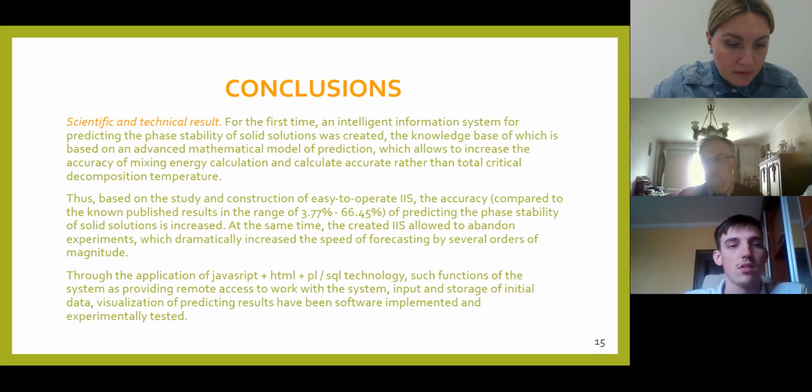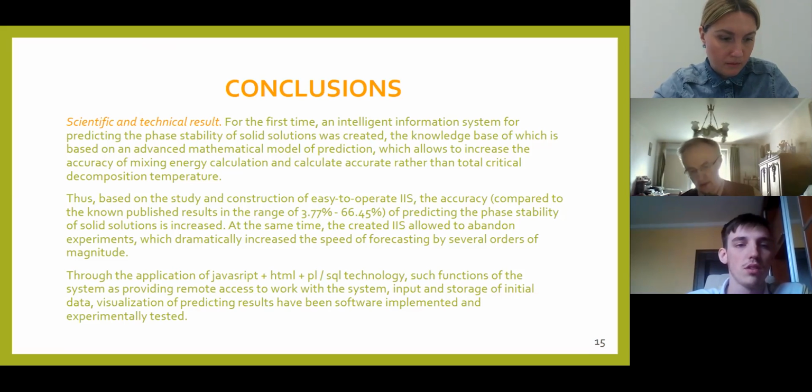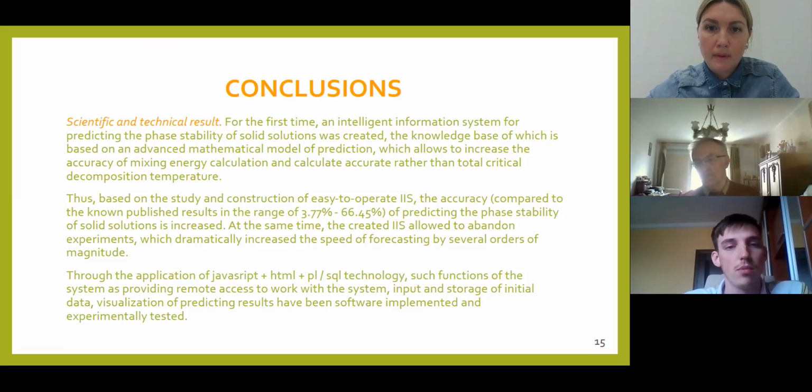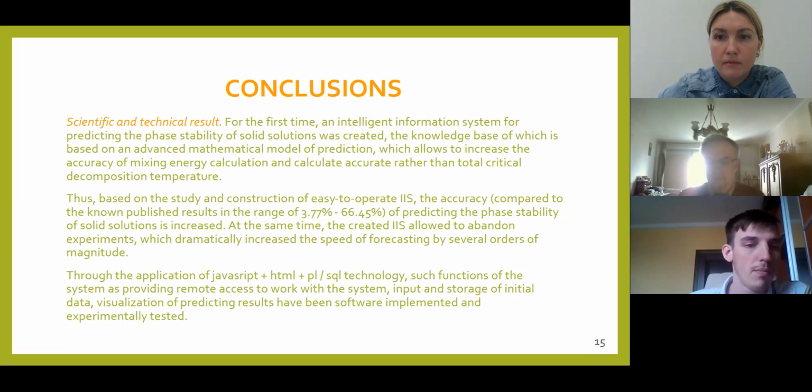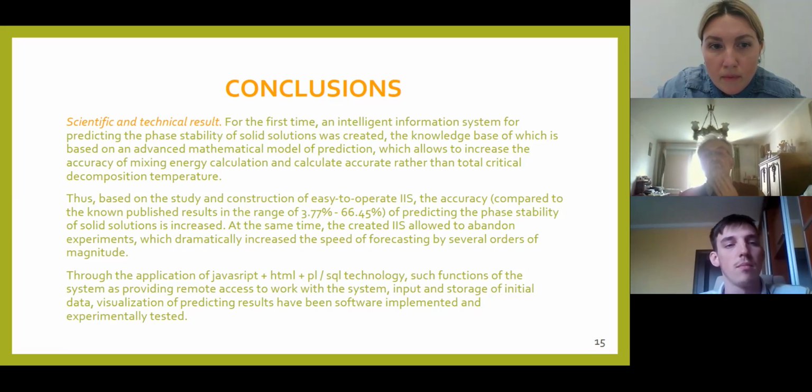Scientific and technical result of the study. For the first time, an intelligent information system for predicting chemical compounds with interactive possibilities was created. The knowledge base is based on an advanced mathematical model of prediction, which allows increasing the accuracy of mixing energy calculation and calculating the accurate rather than total critical decomposition temperature. Through the application of JavaScript, HTML, PL/SQL technology, such functions of the system as providing remote access to work with the system, input and storage of initial data, and visualization of prediction results have been implemented in software and experimentally tested.